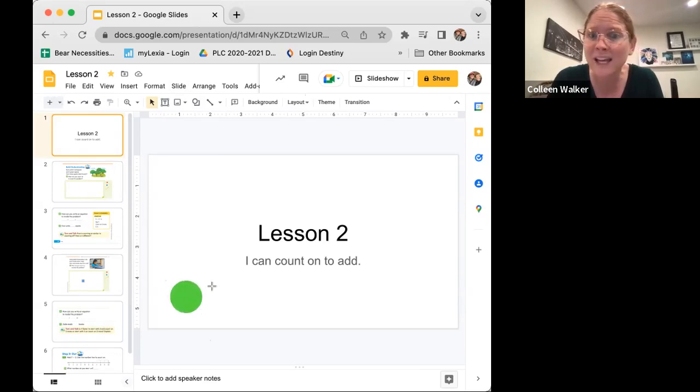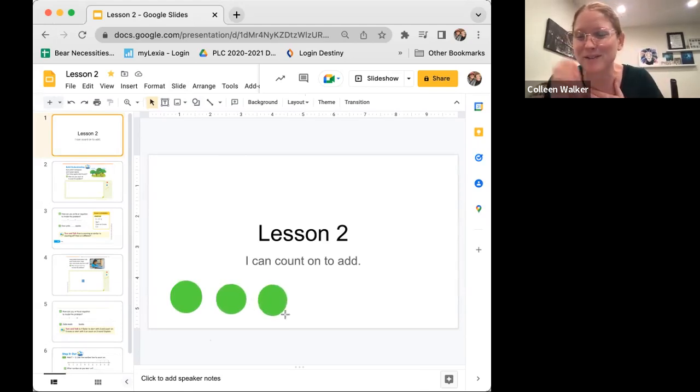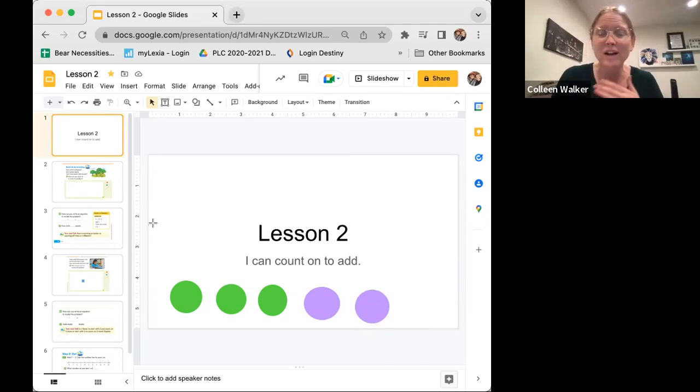Let's say I have 3 circles, and these are, oh, I'm sorry, I meant to say balls, and I'm going to use circles to represent them. I have 3 green balls. And I go to the store and I get 2 more balls. This time they're purple. So now I have to figure out how many balls I have all together. So I know that I need to add because I'm trying to figure out the total. How many green and purple? How many all together?